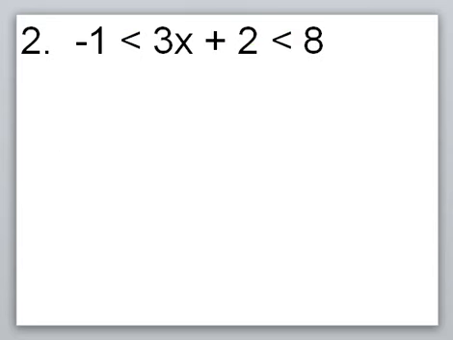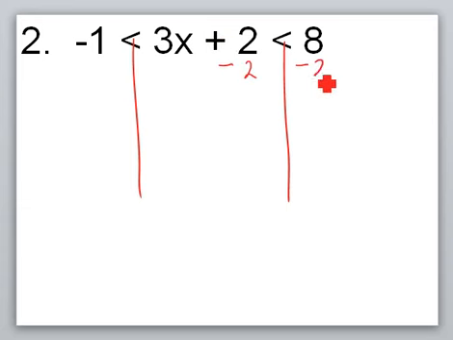Another example, let's go ahead and draw those lines down. We've got another triple. This is another "and" statement. We're going to solve this as normal, so we would get rid of the plus 2 first, and we would do that by subtracting 2, normally just to one side and the other, but we have three parts on these triples. So we're going to do it on all three parts.